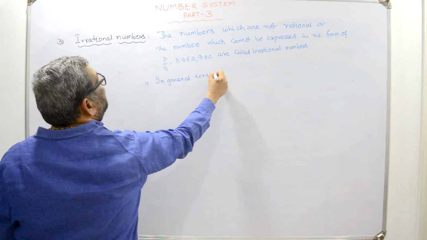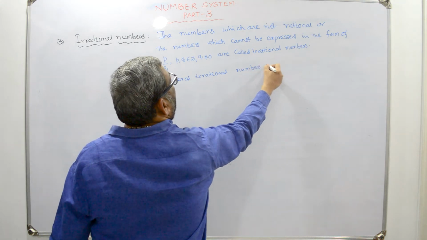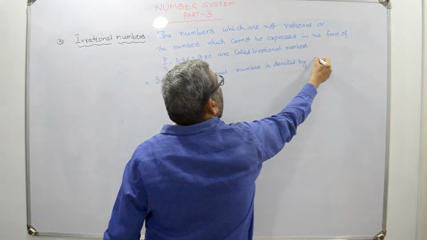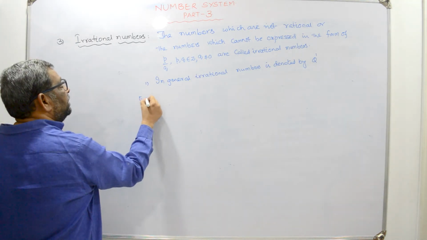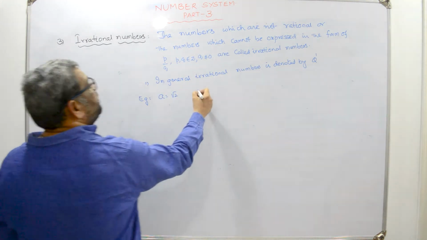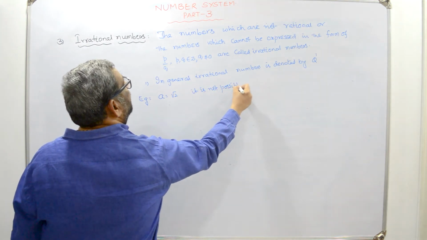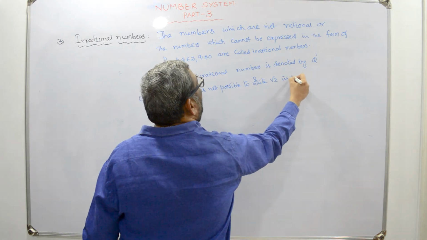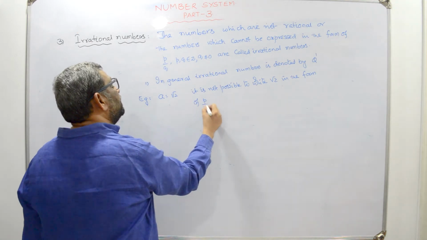In general, the set of irrational numbers is denoted by Q dash. Example, a is equal to root 2. It is not possible to write root 2 in the form of p by q.